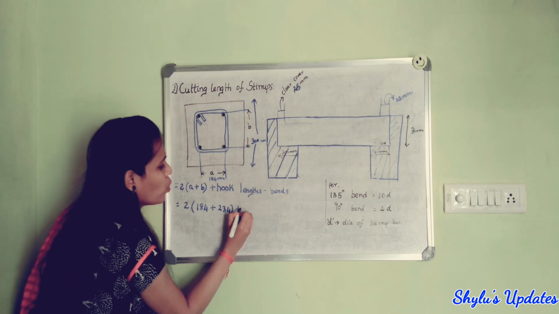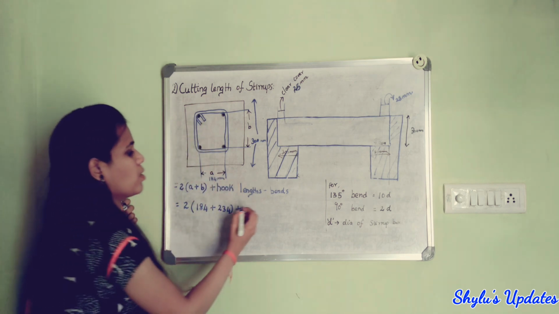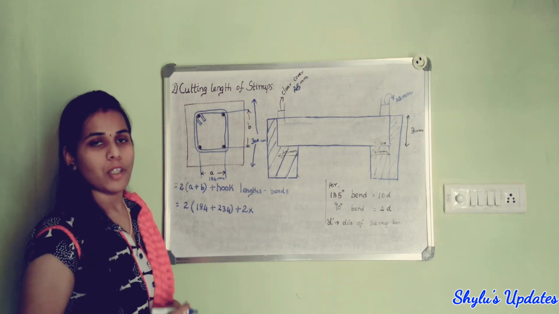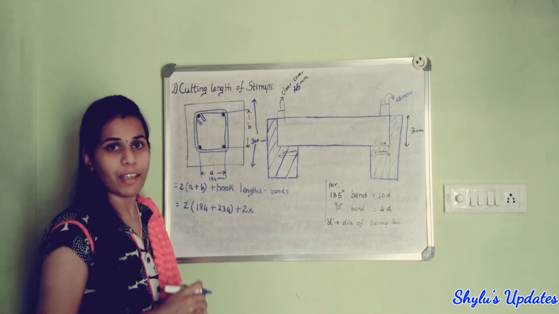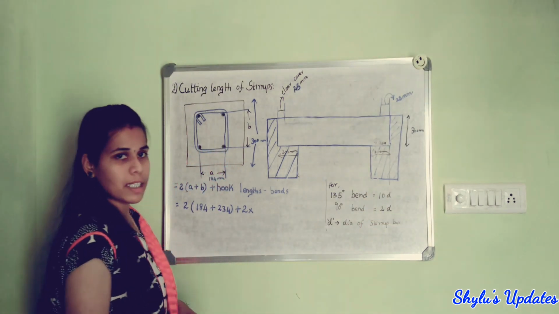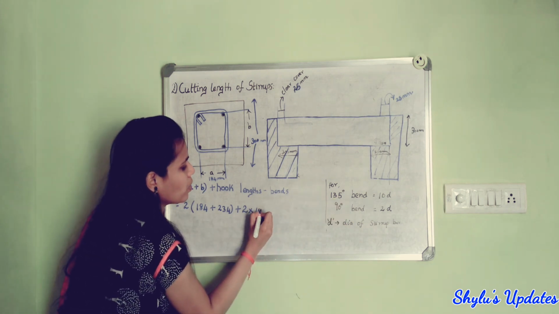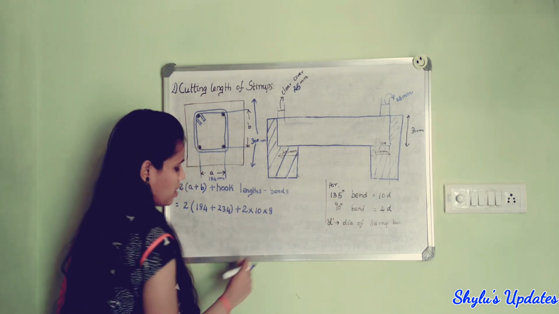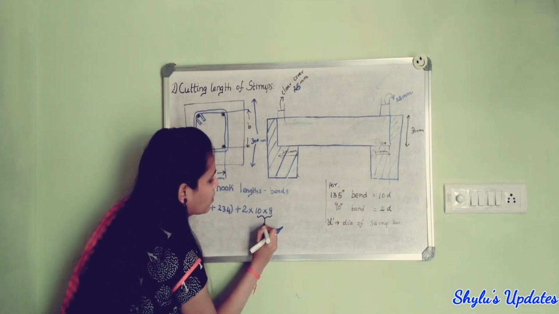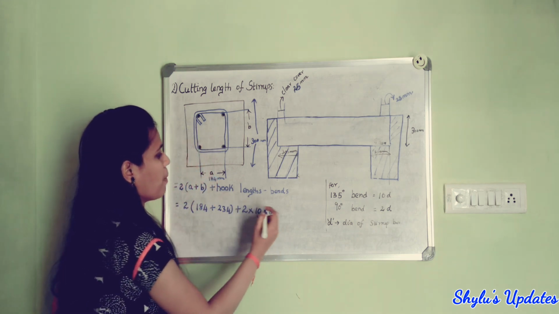Plus hook length. Here how many numbers of hooks are there? Two numbers, isn't it? So 2 into, the hooks are bent at 135 degree. So if the hook is bent at 135 degree, we have to take it as 10 into diameter of stirrup. So 10 into D, 10 into 8, 10 D means 10 into 8.